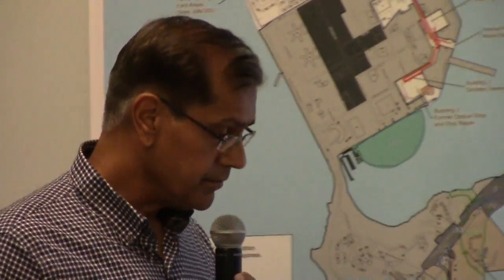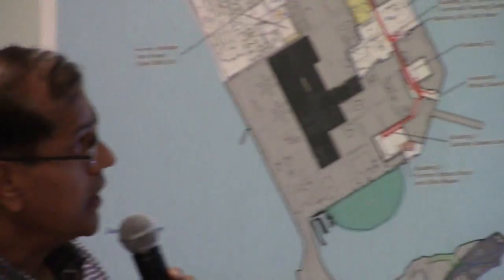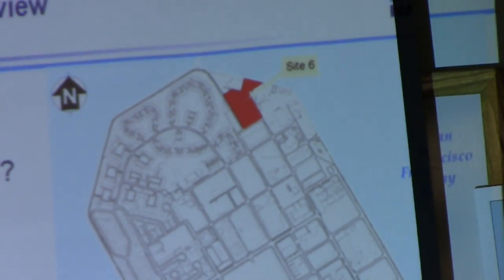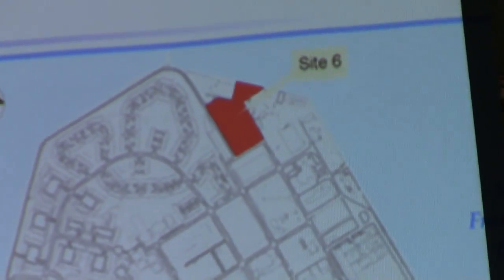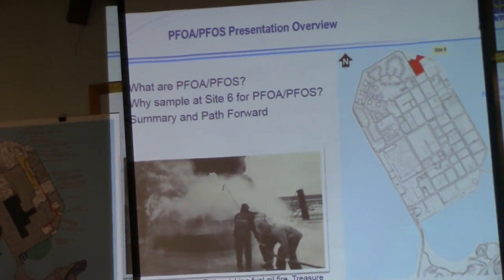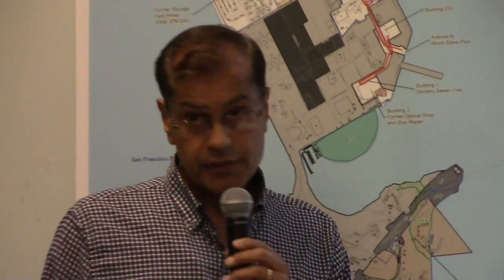So this is the presentation on Site 6. You can see where Site 6 is located right there. This is Treasure Island. And we'll talk about what PFOA and PFOS are. And then we'll chat about why we are sampling at Site 6 for these compounds. And then finally, we'll have a summary and path forward.